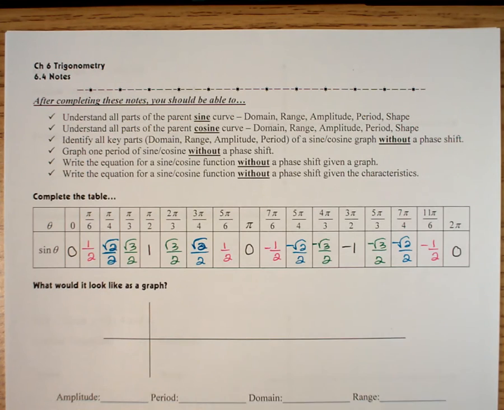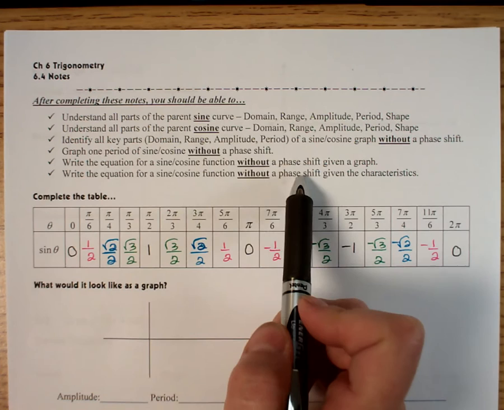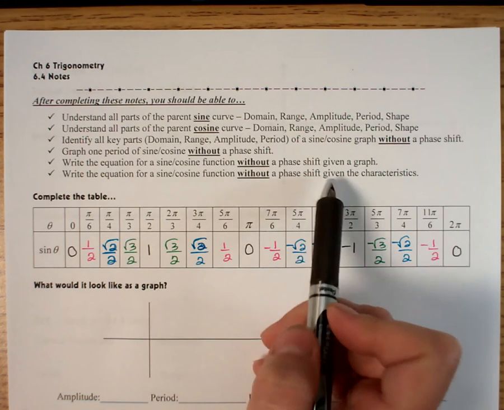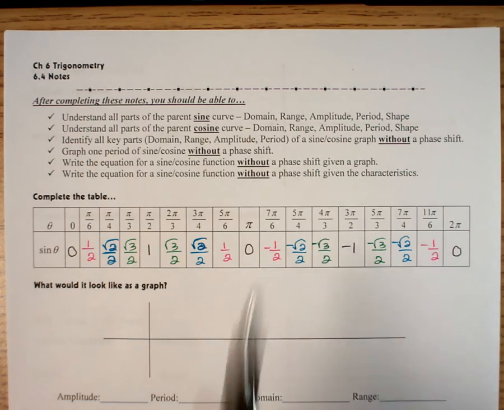On this page of notes, we are going to start to look at how we can use evaluating various angles for our trig functions, our special angles on the unit circle. We're going to use that unit circle and those values to learn how to graph sine and cosine today. Specifically though, we are going to graph things without a phase shift. As you'll see at the end of the notes, a phase shift is when we move a graph left or right, and we're not going to do this step today.